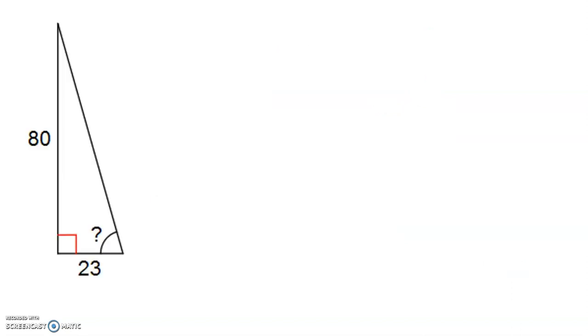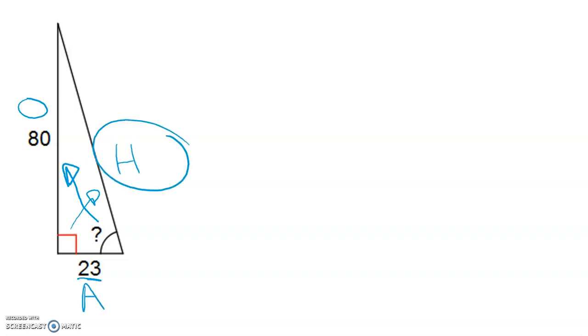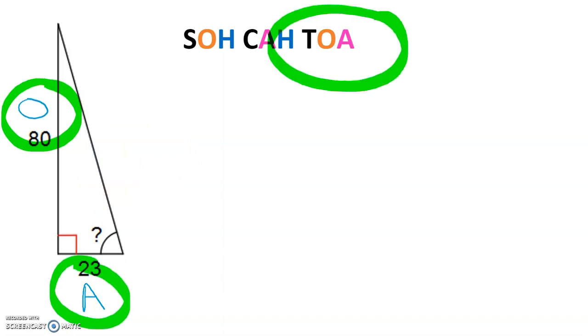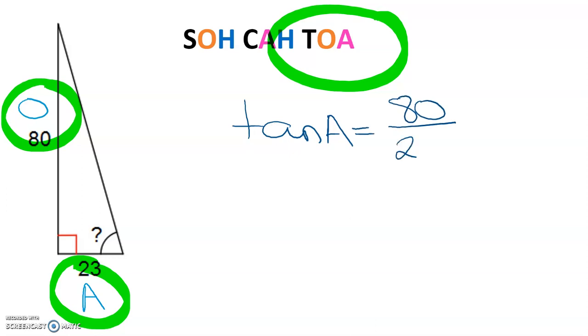Here is another example. Again, we're going to start by labeling it. So opposite my angle is my 80. This is my hypotenuse, if you want to label that, so that must be my adjacent. But I'm not going to use this, because I have a given here and a given, and here is my unknown. So I have O and A. Looking back at my SOH CAH TOA, O and A is in my TOA, or tan. So we'll write that down. Tan A, I'll use a capital letter this time, is my opposite. So my opposite is 80 over my adjacent, which is 23.